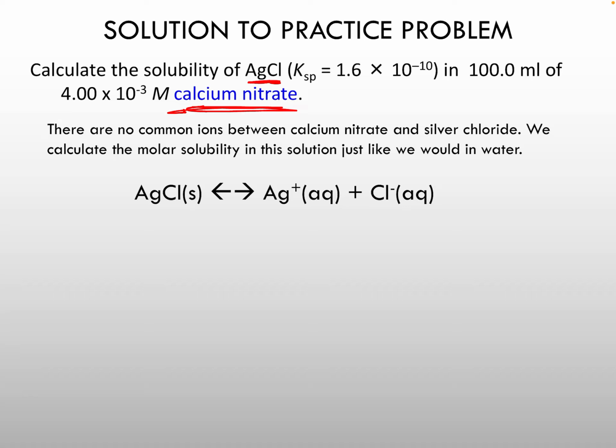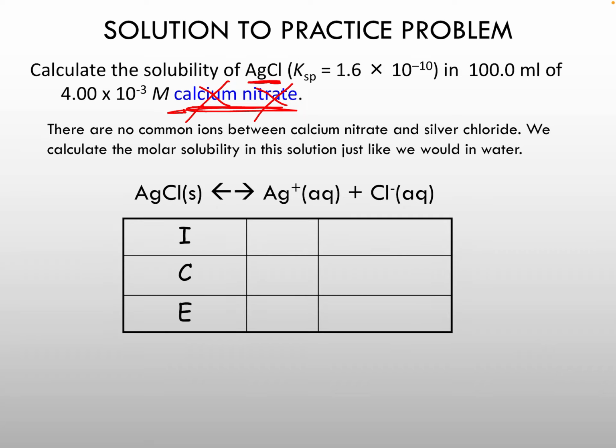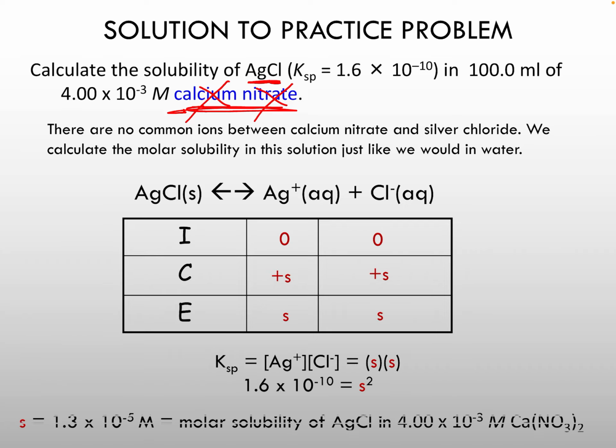We are going to treat this exactly like it dissolved in water, because it's the same thing. We don't care about the calcium. We don't care about the nitrate. We only care about things that show up in the silver chloride. So we calculate this just the same as we would in water, where we're starting with neither of our ions. We have plus S of both, and we're just going to go through and solve. And we've actually already solved this problem. So our solubility in calcium nitrate is going to be exactly the same as our solubility in water.